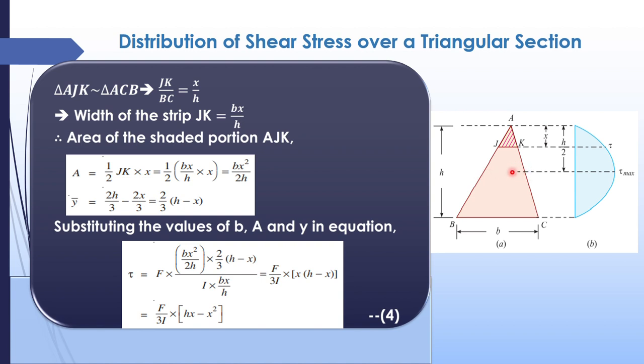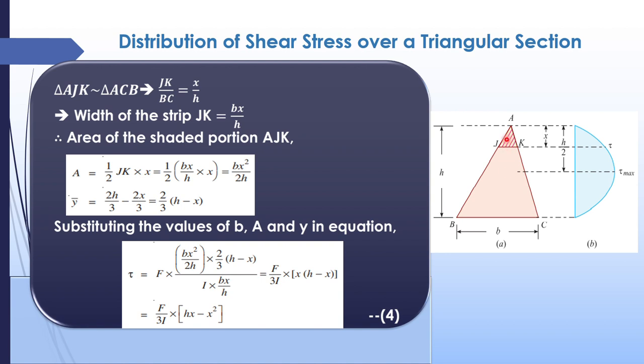So that is at the point 2h by 3 from A. Got it? So this is 2h by 3. Now the distance from this point to the centroid of this triangle will give you y bar. Now what is this distance? The total height is x. So the centroid of the triangle will be lying at a distance 2h by 3 from the vertex, 2h by 3 from A. Instead of h, here x will be there. So 2x by 3 from A.